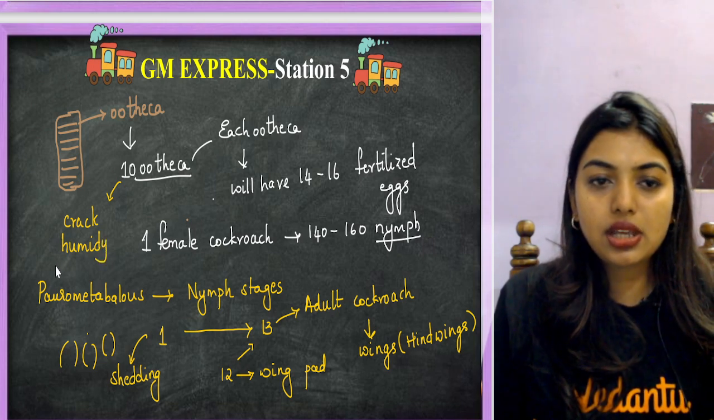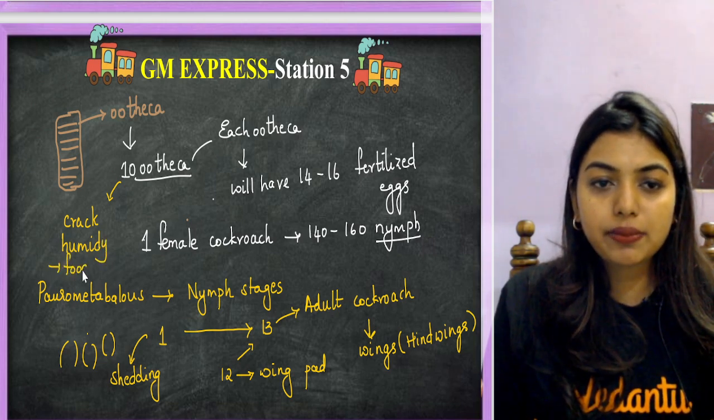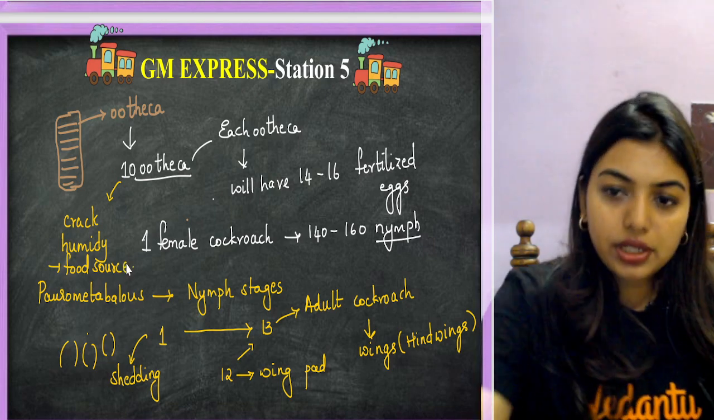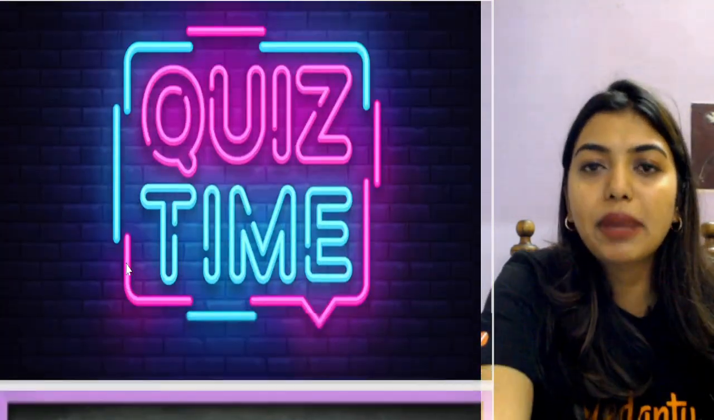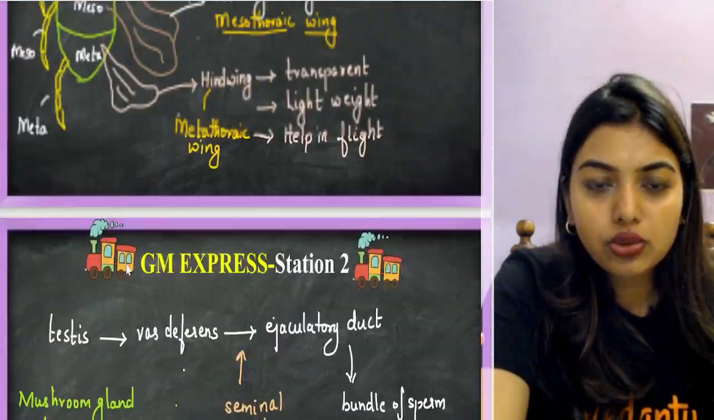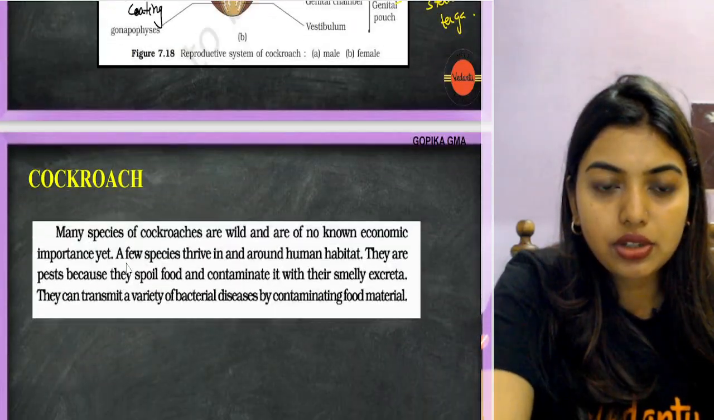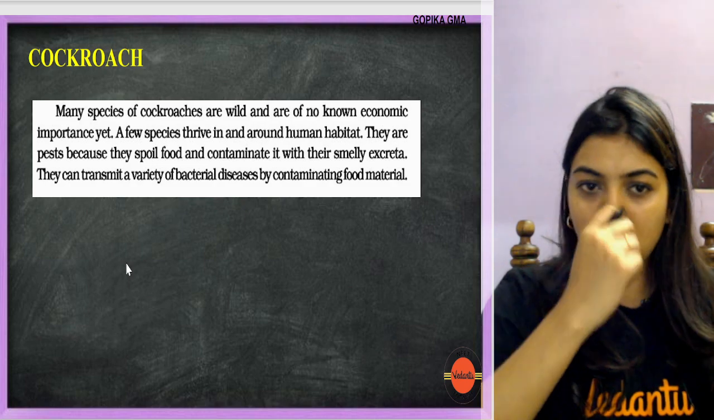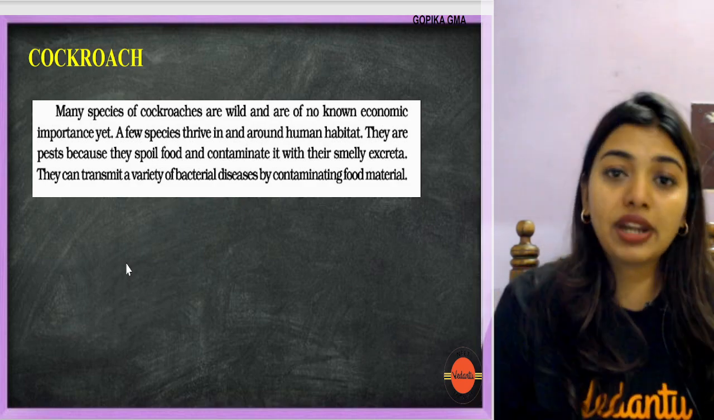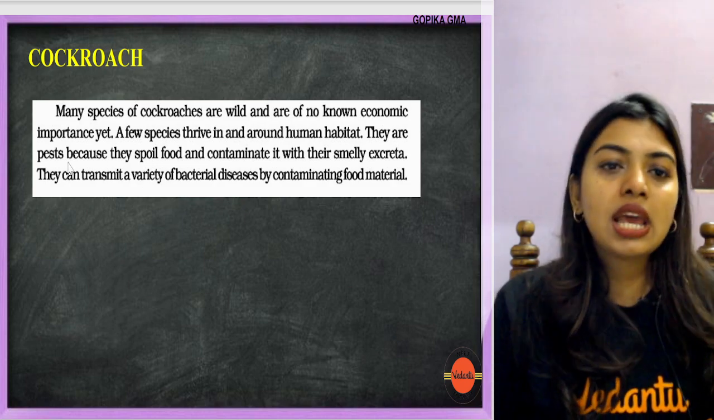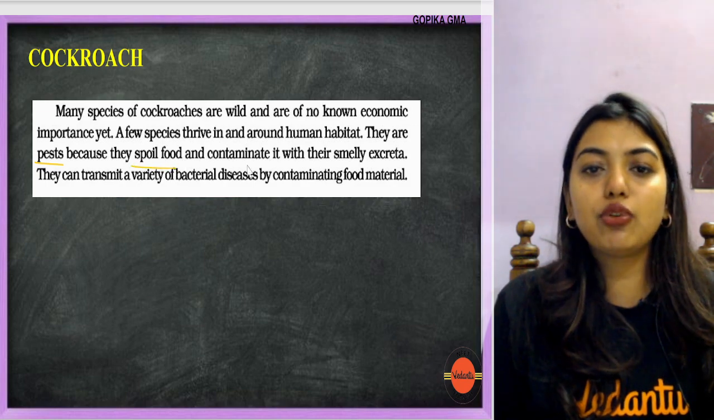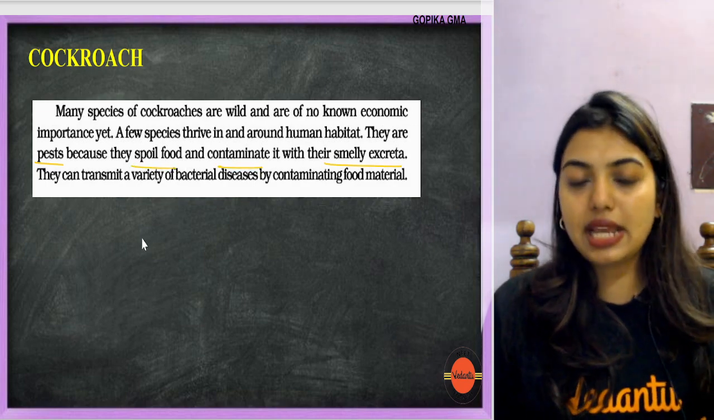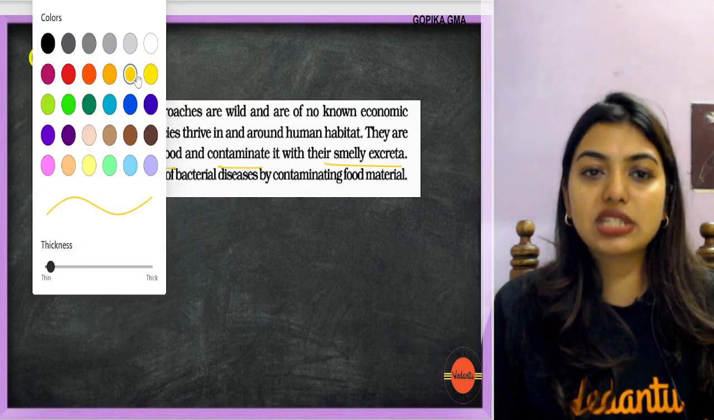humid conditions, where there is a food source. Got it? Now the cockroach has no benefit at all. Many species of cockroach are wild and are not known for any economic importance. People are still trying to find what the economic importance is. They are pests because they spoil food and contaminate it with smelly excreta. So the problem is they cause diarrhea.